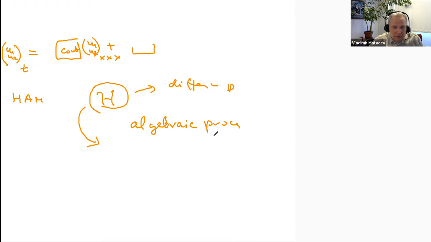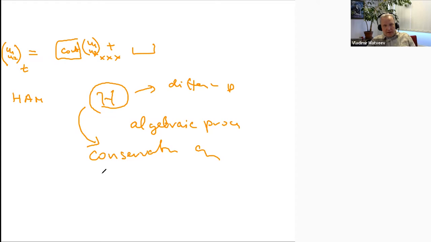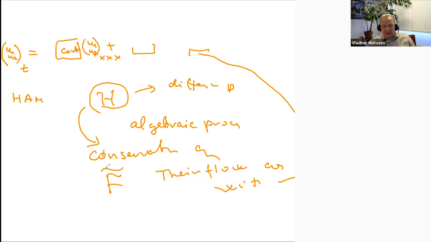Conservative quantities, which are also, I don't know how to call them, also differential polynomials, such that their flow commutes with this one. So I mean, it's not an operator, but it is a construction, yeah? And it could be seen as one of the possible definitions of recursion operator. So it is a construction by Hamiltonian, the conservative quantities.